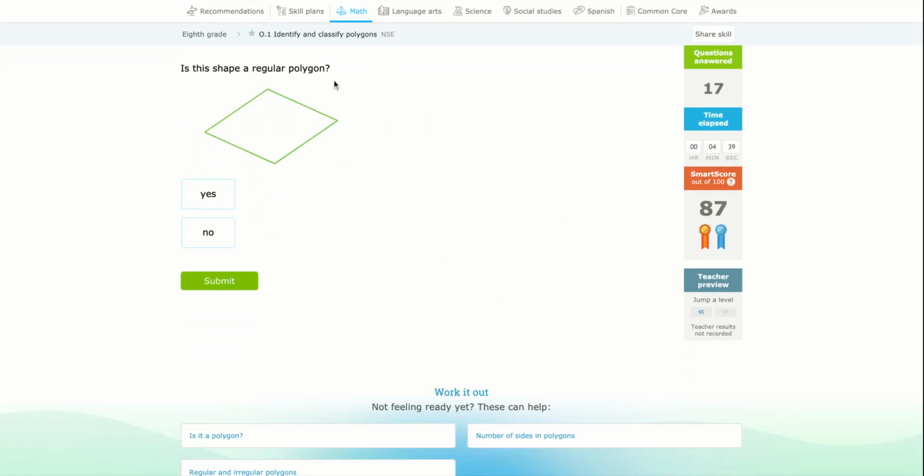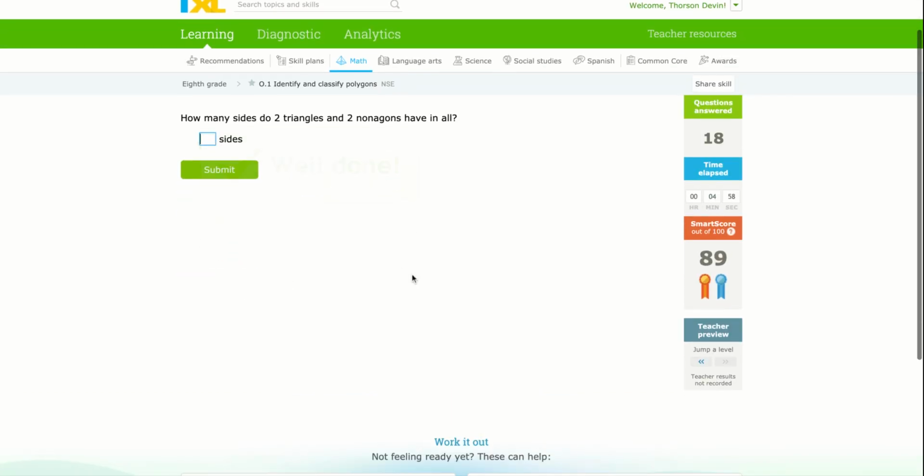Is this shape a regular polygon? It is not. And the reason it's not is this angle here is smaller than this angle here. This angle looks above 90 degrees. This looks below 90 degrees. And to be a regular polygon, all the sides have to be the same length, and the angle measures inside have to be the same. So no, that is not a regular polygon.